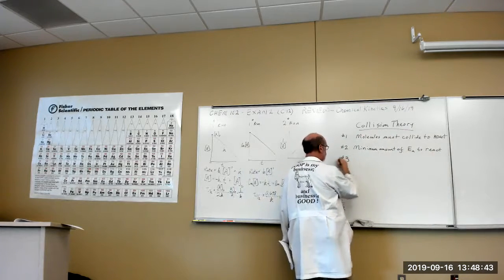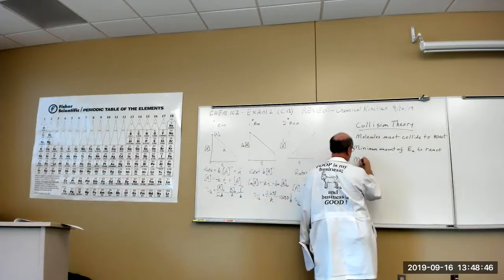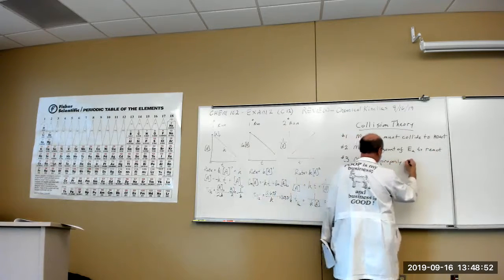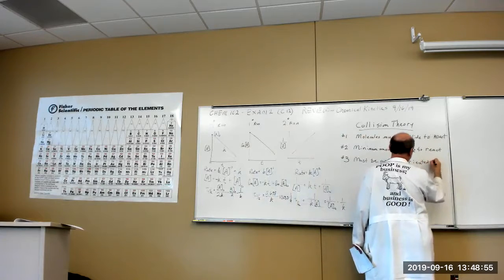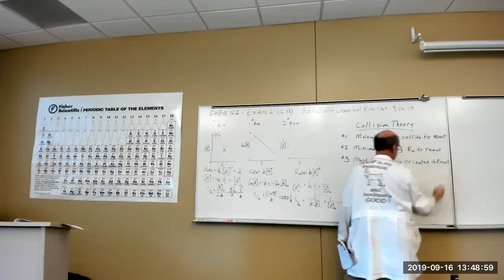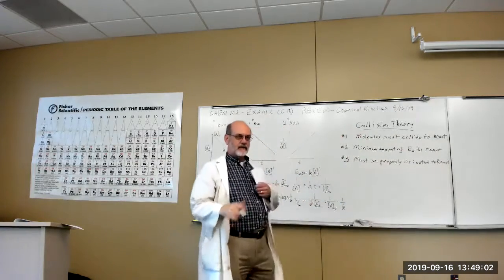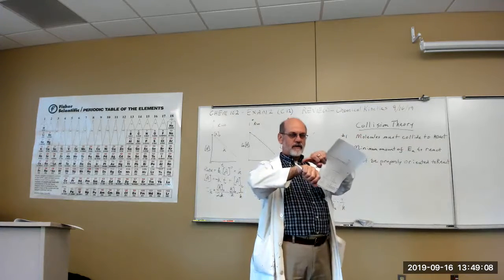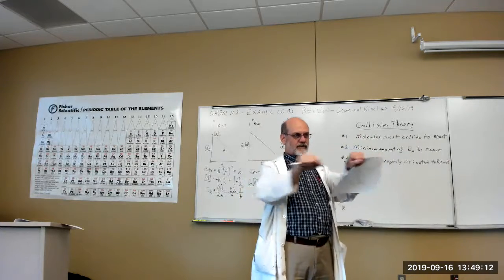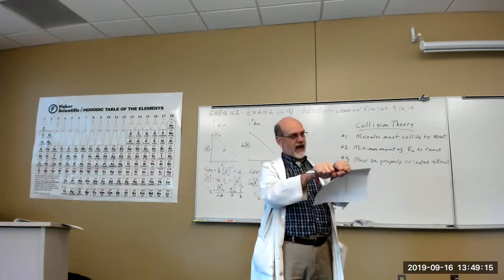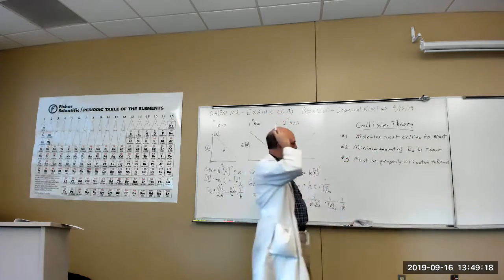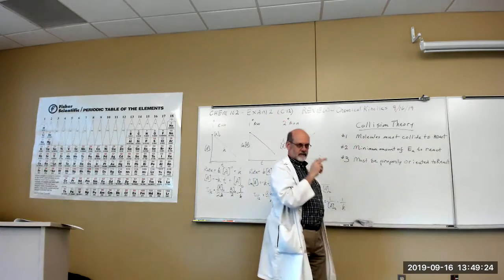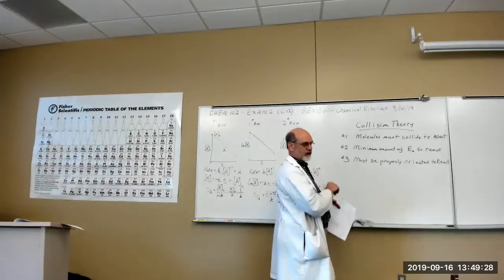Okay, and number three. Must be properly oriented to react. In other words, if the reaction sites for the step of the mechanism are on, say, my little fingers and my thumbs come together, doesn't matter how much energy there is, there's no reaction. Orientation is critical. They have to collide, they have to have a minimum amount of energy, and they have to be oriented properly to react. That's the collision theory in a nutshell.